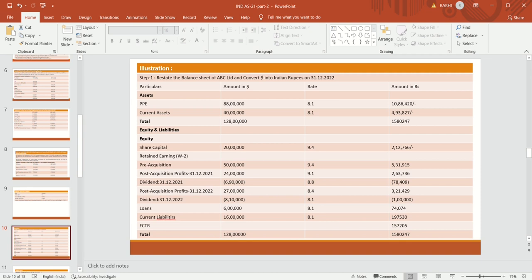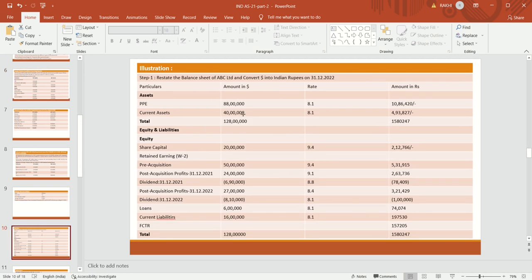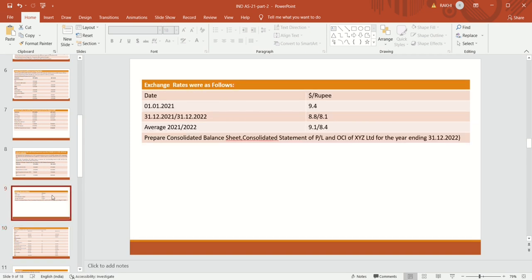So the asset is property, plant and equipment. The balance sheet is here. Property, plant and equipment balance is 88 lakhs. We are taking 88 lakhs PPE. We will take the closing rate for all the assets and liabilities except equity and retained earning. So property, plant and equipment is a non-monetary asset, and we will take the closing rate. What was the closing rate? That is 8.1 as on 31st December 2022.